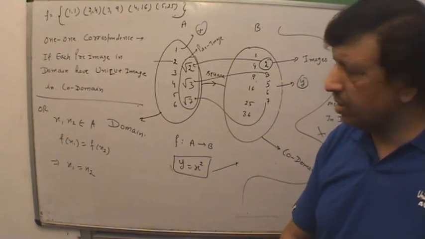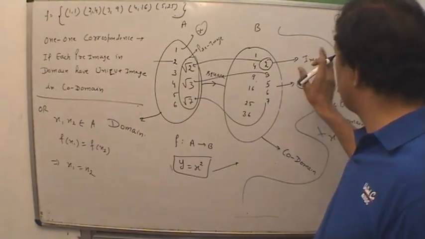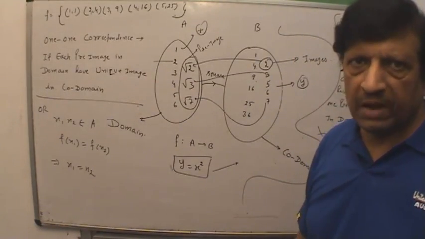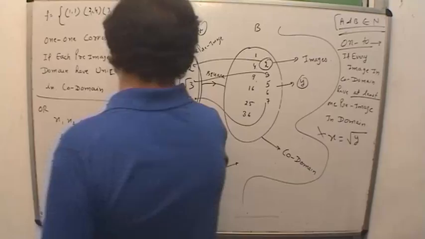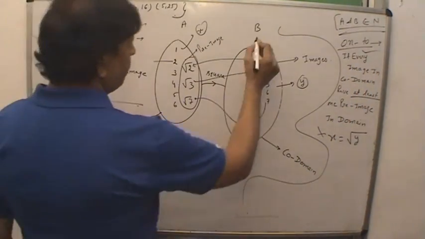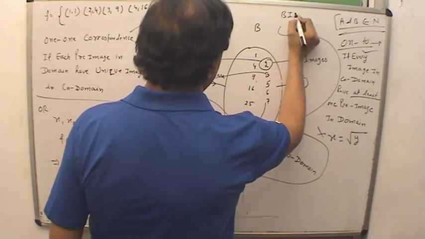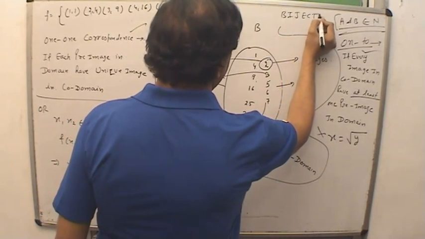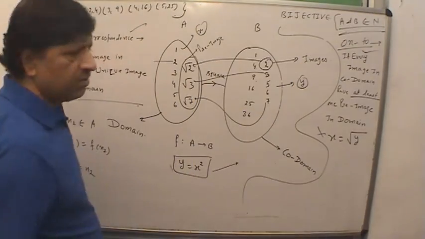If a function is both 1-1 and onto, then we say it is bijective. We call the first property injective, the second property surjective, and if both exist, then we say it is bijective.